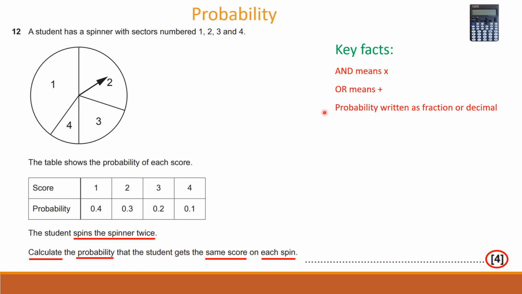Now, the probability must always be written as a fraction or decimal. These values are given as decimals, so you're likely to just give your answer as a decimal because the question is given in terms of decimals. A notation we're going to be using is P, then brackets 1. Now, P of 1 means the probability of getting a 1. So P of 1 is just the way we're going to write our notation.